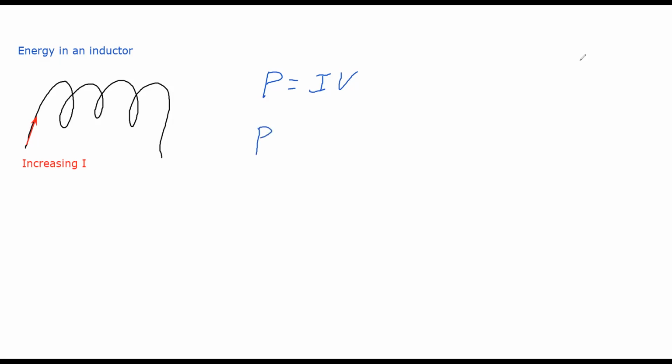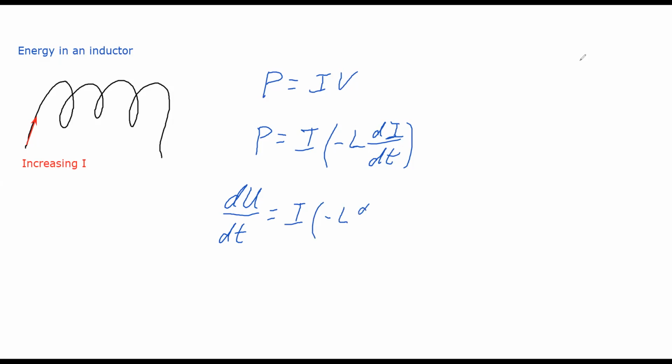So when I talk about power, I'm going to plug in I. Well, I is just I, and my voltage is negative L di over dt. I'm going to use this equation to get energy. Now remember what power is. Power is just the rate of change of your energy. So dU dt is what I'm going to have here, and I'm going to have I times negative L di over dt.